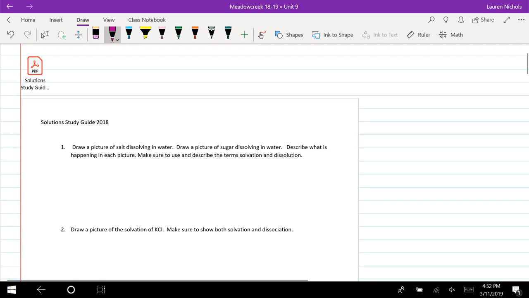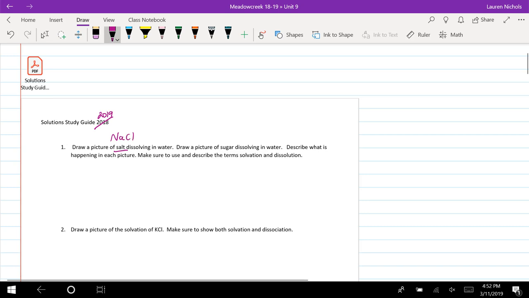Okay, guys, so tomorrow is your Unit 9 test, and we want to go ahead and go over your study guide. So let's go ahead and get started. So, number one says draw a picture of salt. Now, remember, salt, we're talking about table salt, is NaCl, dissolving in water.